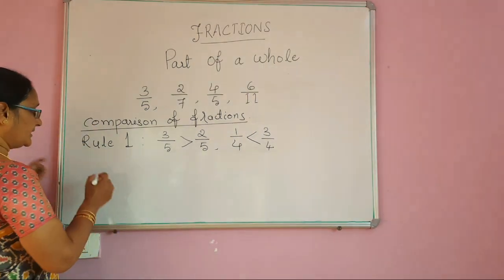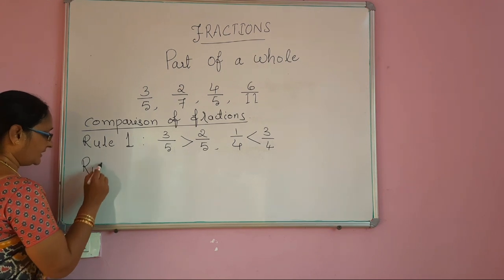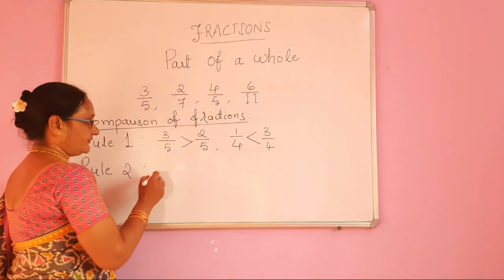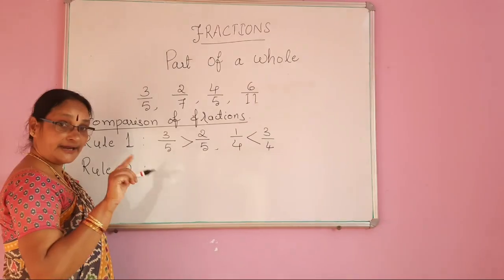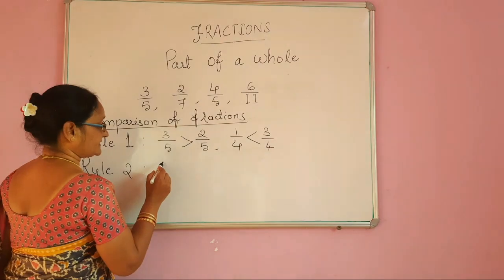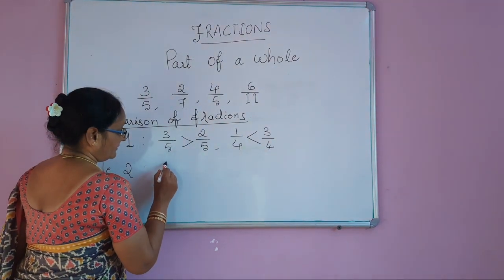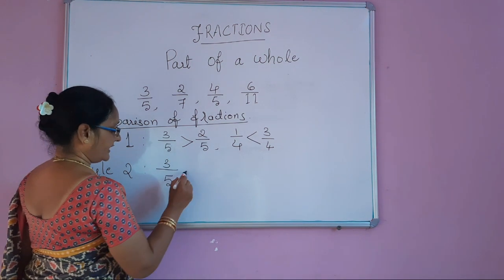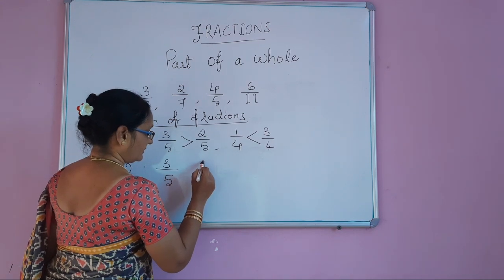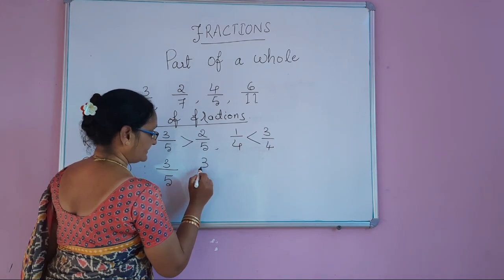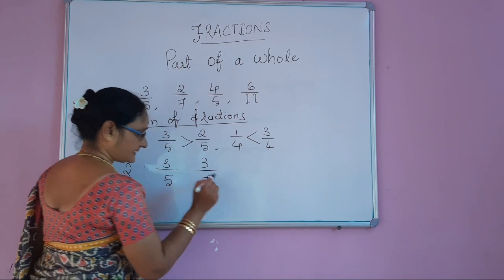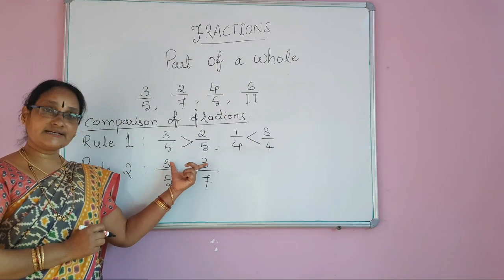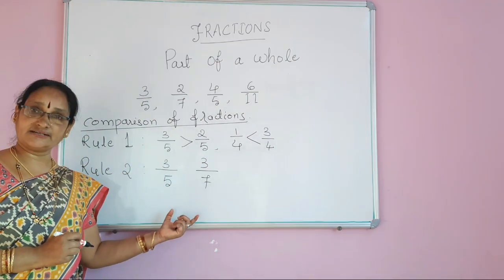In the same way, what is there in rule 2? We will see. In rule 2, we have the same numerator and different denominators. For example, 3 by 5 only we will take, and here 3 by 7. You just observe these two fractions, how they are here. Numerators are same, denominators are different.